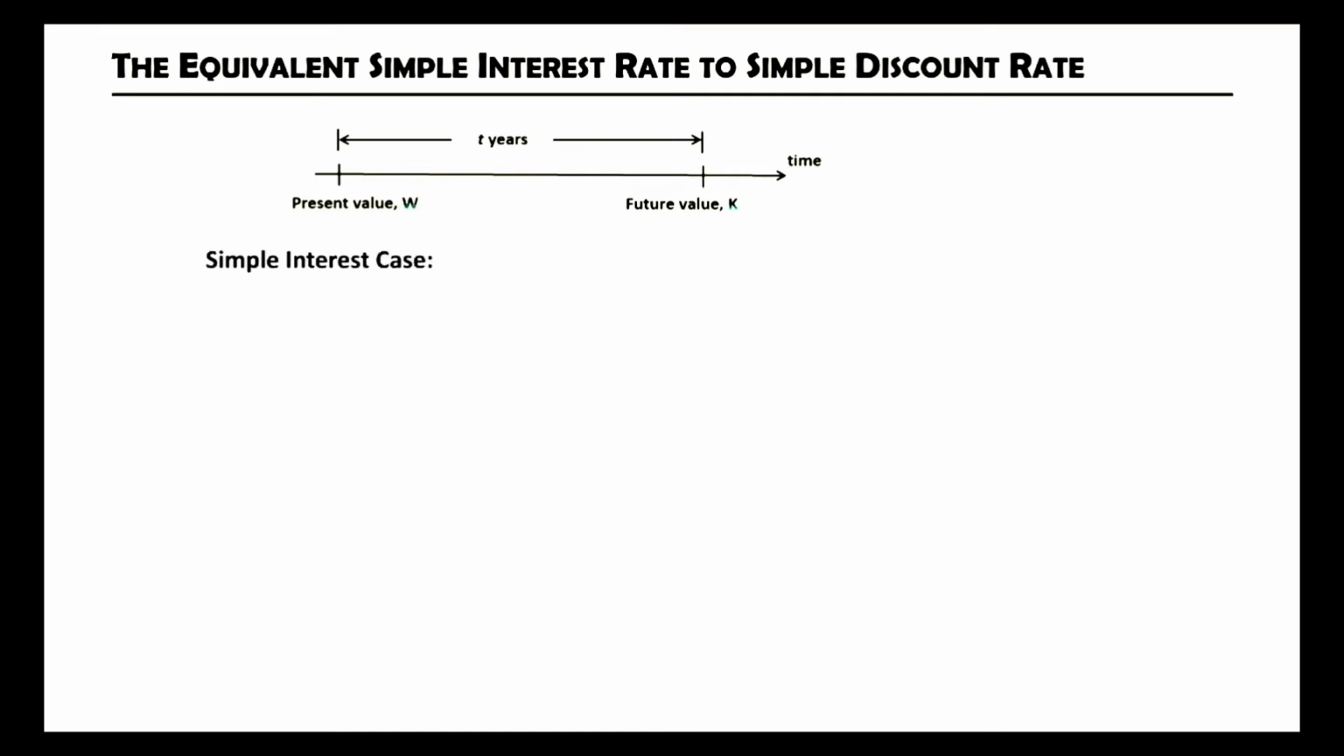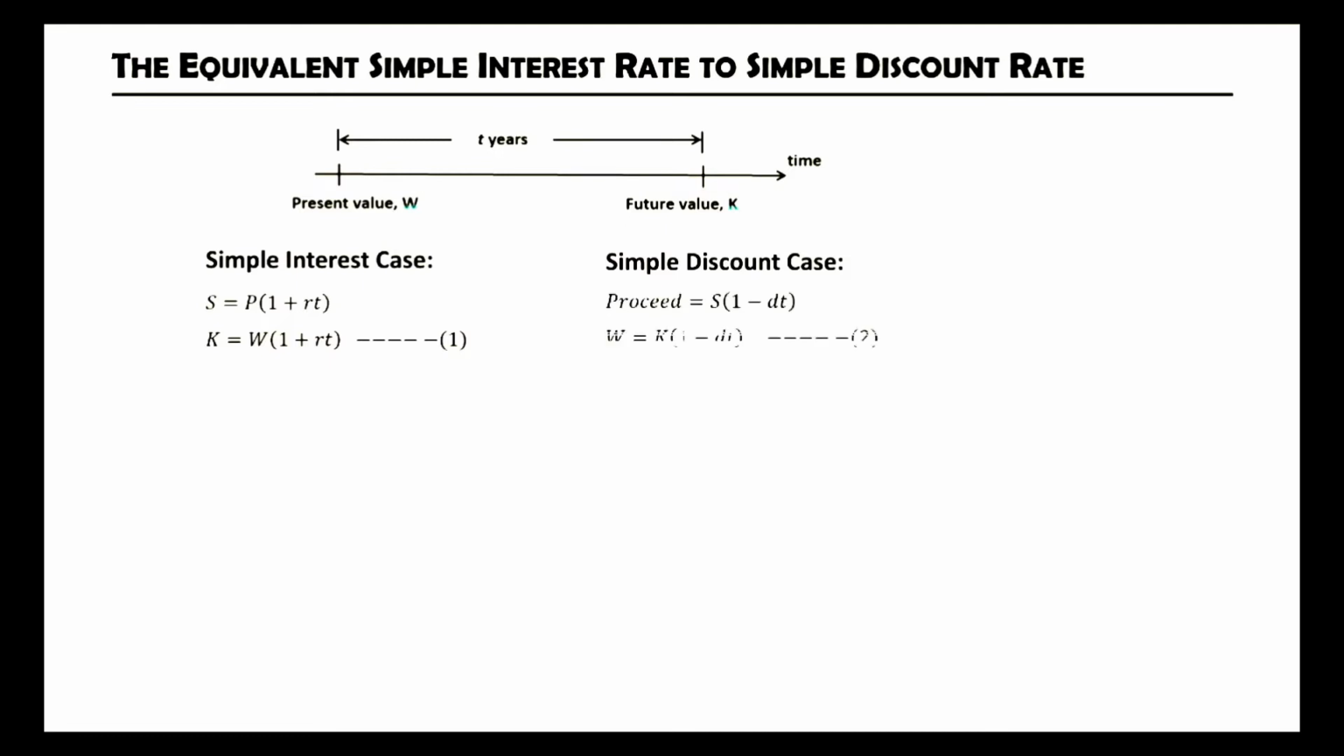For the simple interest case, we have S equal to P(1 + RT), where S is the sum, which is the future value, and P is the present value. Substitute, we get K equal to W(1 + RT) for equation 1. For simple discount rate, we have proceed equal to S times (1 - dt), where proceed is present value and S is future value. So we have equation 2, W equal to K times (1 - dt).